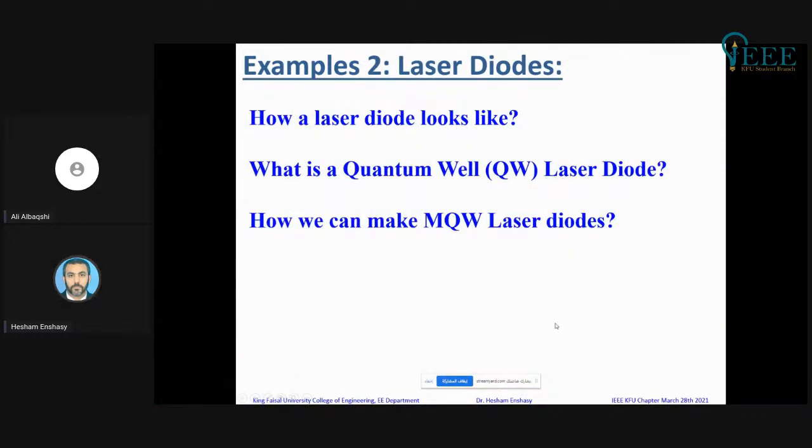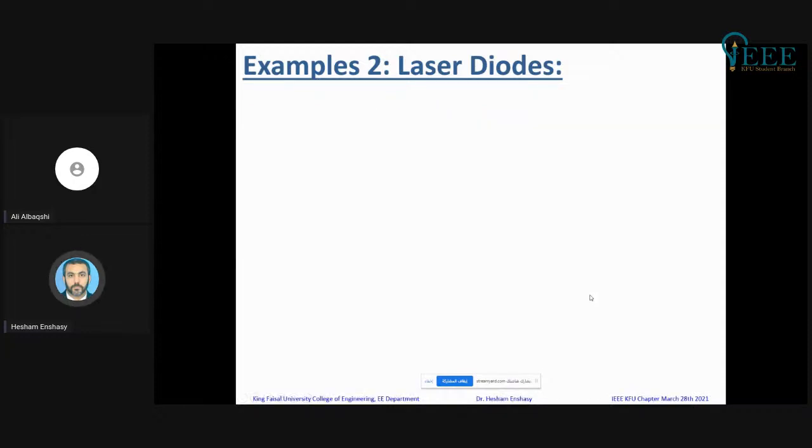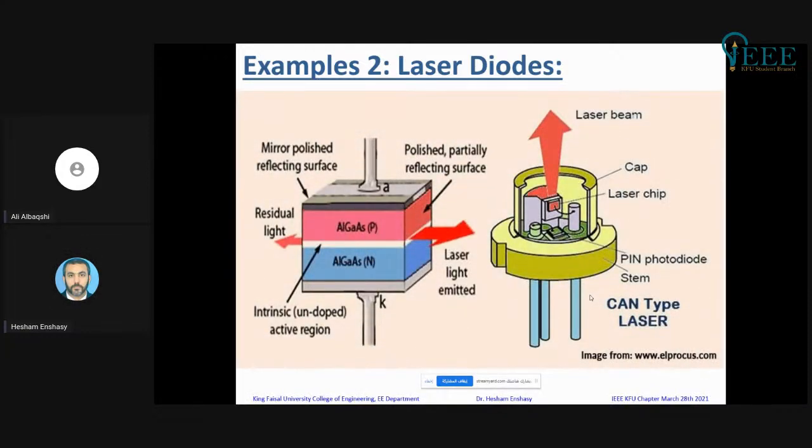So enough talking about fiber optics. Let's talk about the laser diode, which is example number 2. So what is a laser diode and what does it look like? What do we mean by a quantum well laser diode, and how can we make multiple quantum well laser diodes? So let's see what a laser diode looks like.